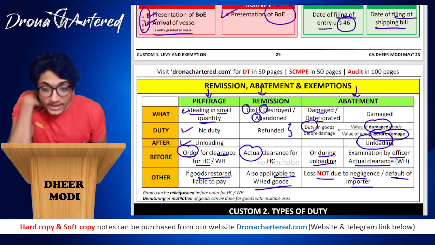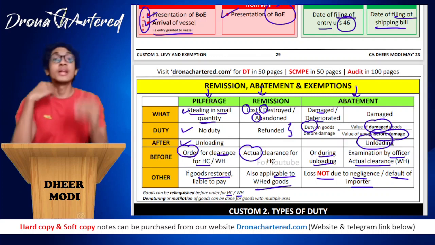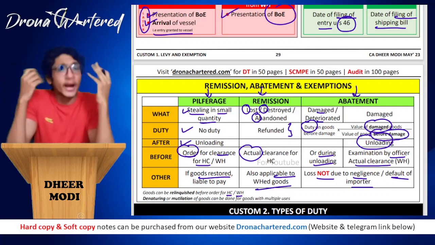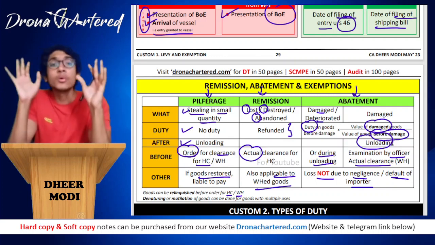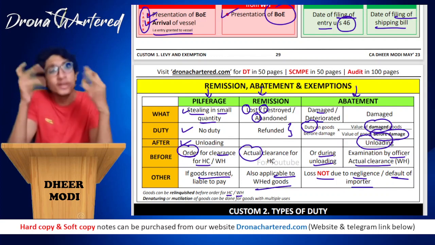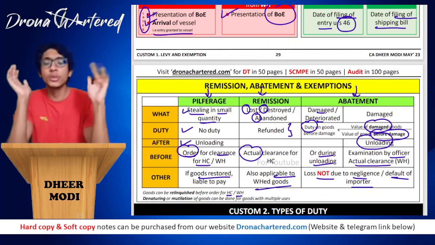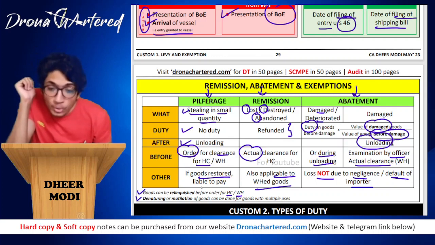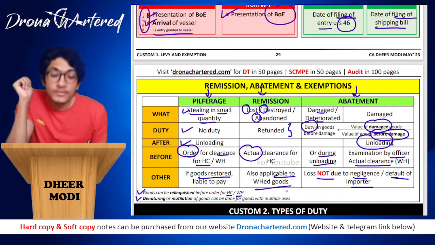Okay, goods can be relinquished before order for home consumption or warehouse. Relinquish means you can give up the right, saying, boss, I do not want these goods, you can keep these. I don't want to pay any duty. Whatever amount I have to pay to the supplier, I have already paid. You keep these goods, I don't want to pay duty. And second is denaturing or mutilation of goods, which can be done for goods with multiple uses.